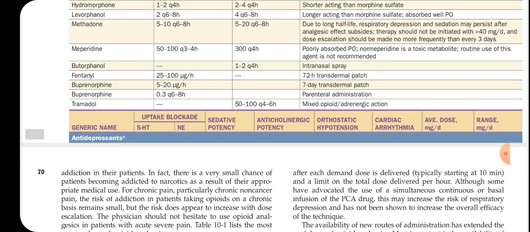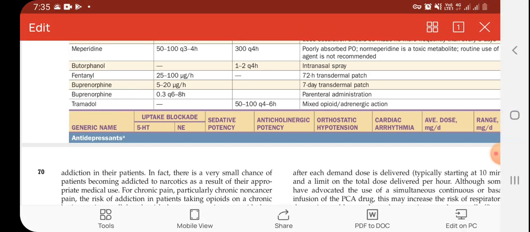Now the generic name: uptake blockade, 5-hydroxytryptamine or norepinephrine, sedative potency, anticholinergic potency, orthostatic hypotension, cardiac arrhythmia. Average dose, milligram per day. Range, milligram per day. It is for antidepressants.